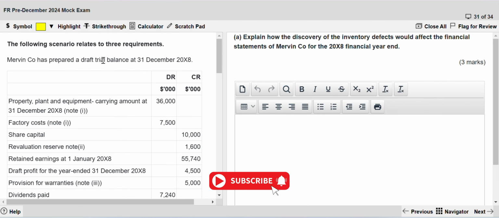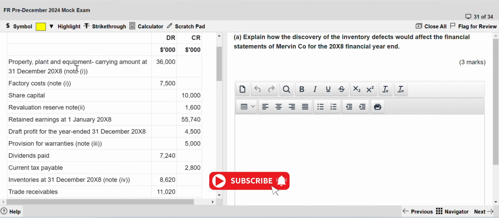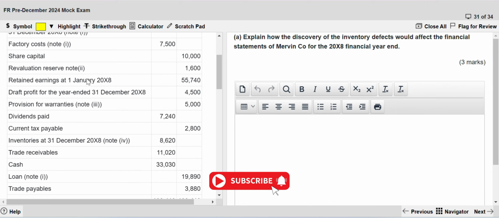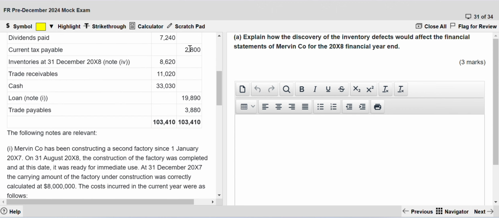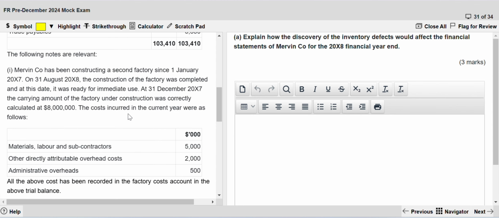Mervyn has prepared a draft trial balance at 31st December 20X8. Property, plant and equipment carrying amount at 31st December X8: debit 36,000. Factory cost 7,500. Share capital 10,000. Revaluation reserve 1,600. Retained earnings 55,740. Draft profit for the year 4,500. Provision for warranties 5,000. Dividends paid 7,240. Current tax payable 2,800. Trade receivables 11,020. Cash 33,030. Loan note 19,890. Trade payables 3,880.